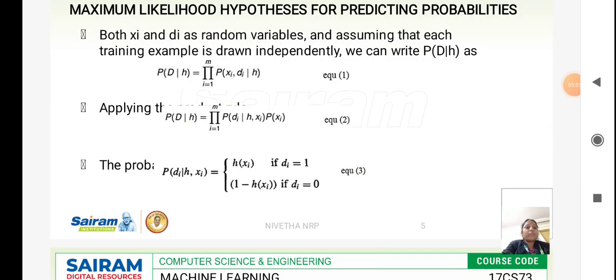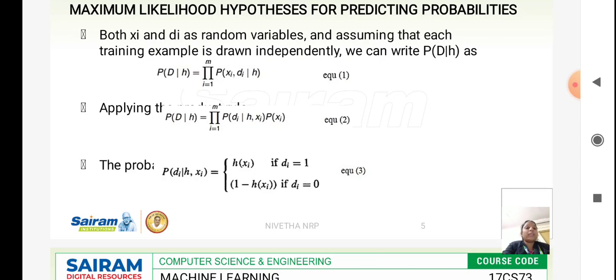The formula for predicting the maximum likelihood hypothesis using probability is: we will be using both xi and di as random variables, and we choose this as a training example, and we are going to draw a sample from that. So we write that as probability of d given h. How do you implement the likelihood function here? Probability of d given h is equal to the product over i equals 1 to m of probability of xi, di given h.